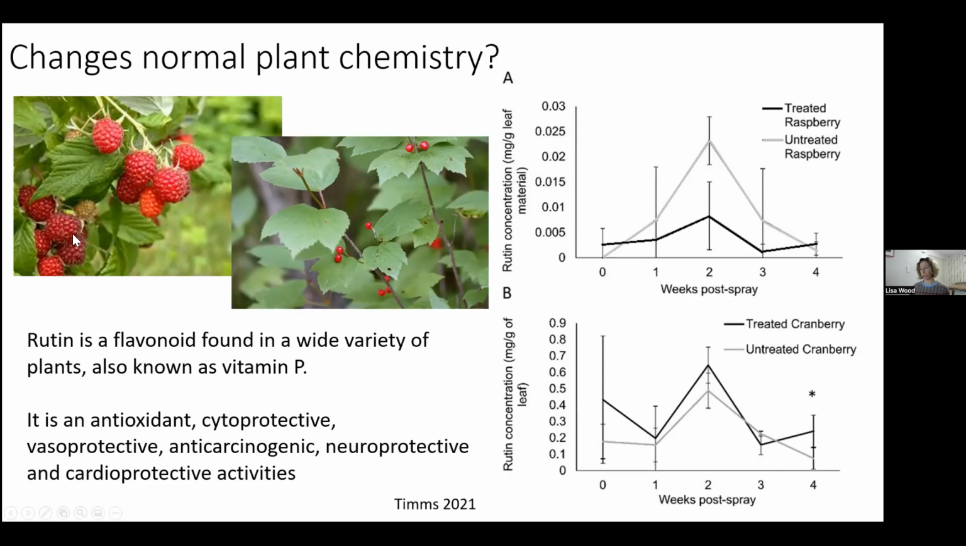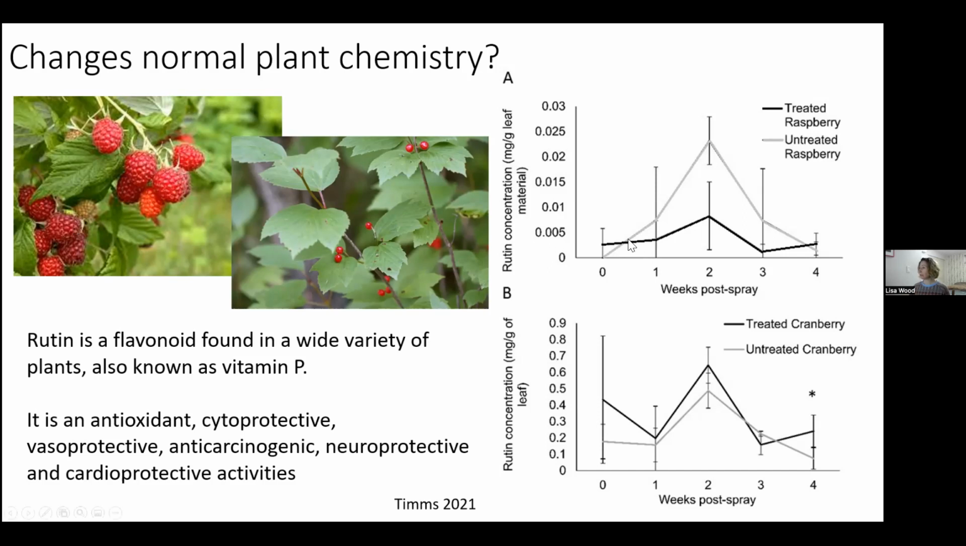So Catherine Timms, in her study, looked at the leaf deformation, but she also looked at a chemical called rutin, which is a flavonoid in a plant. It is a prevalent antioxidant, so it's one of those chemicals that make fruit a good antioxidant for us. In raspberries and cranberries, she wanted to see if there was an impact from the treatment of glyphosate. We studied these in some field trial plots we established at our Eliza Lake Research Forest.